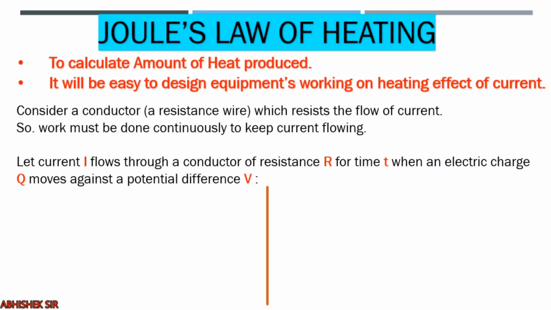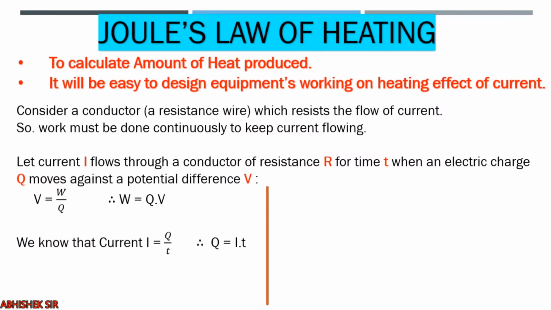We all know from the previous formula that potential difference V is W upon Q. So if we do the cross multiplication, W will be Q into V. Now this work done is only the converted heat energy, right? This work done against all these effects, potential difference, resistance, time, current, will be nothing but the heat produced. So now let us try to replace this Q and V using previously known concepts.